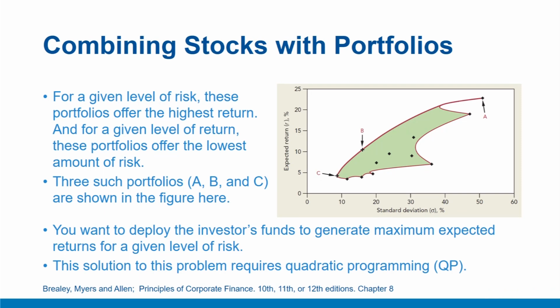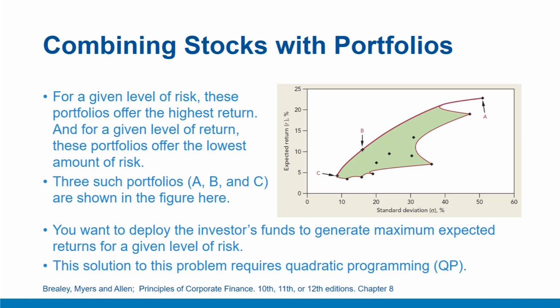For a given level of risk, these portfolios offer the highest return, and for a given level of return, these portfolios offer the lowest amount of risk. Three such portfolios A, B, and C are shown in the figure here. We are not calculating these efficient portfolios here, that will be done in more advanced courses of this specialization.